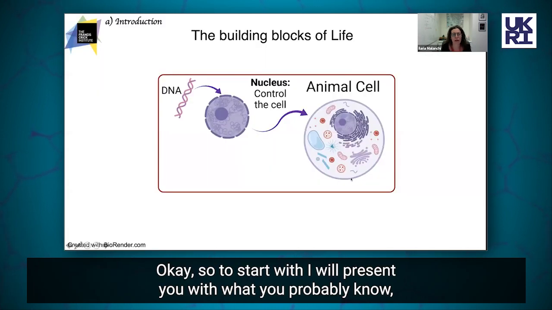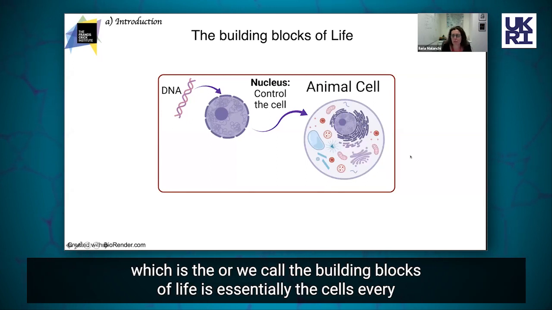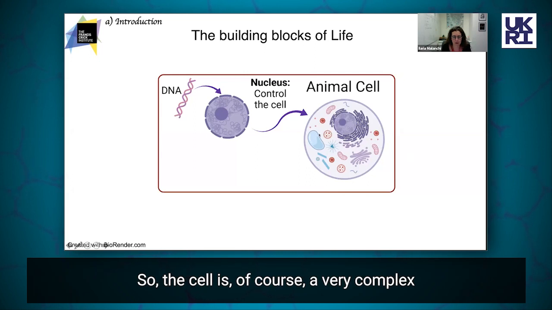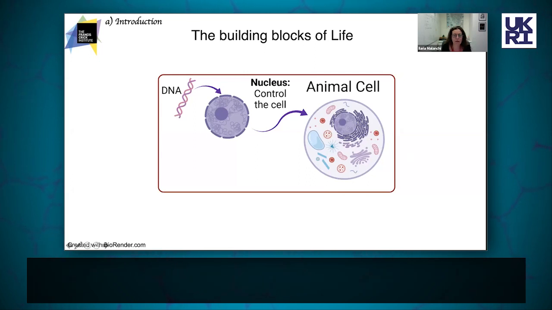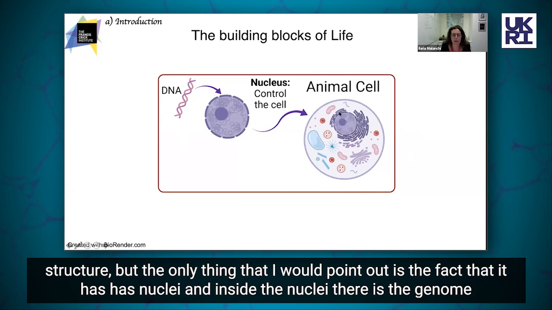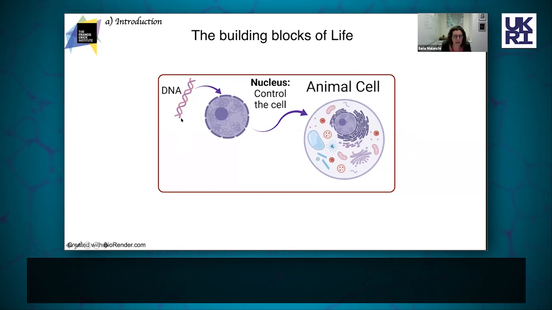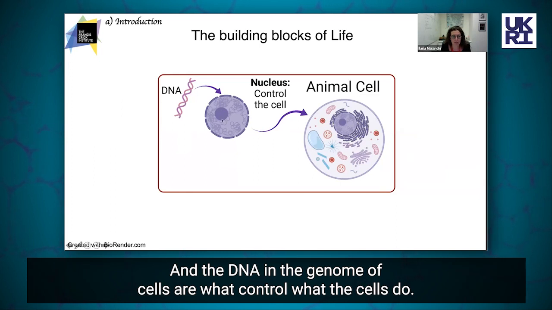Okay, so to start with, I'll present you with what you probably know, which is what we call the building block of life. It is essentially the cells. Every living organism on the planet is essentially made by these basic living things, which is a cell. The cell is, of course, a very complex structure, but the only thing that I would point out is the fact that it has a nucleus, and inside the nucleus there is the genome, and the genome is essentially made by DNA. And the DNA in the genome of the cell is what controls what the cell does.